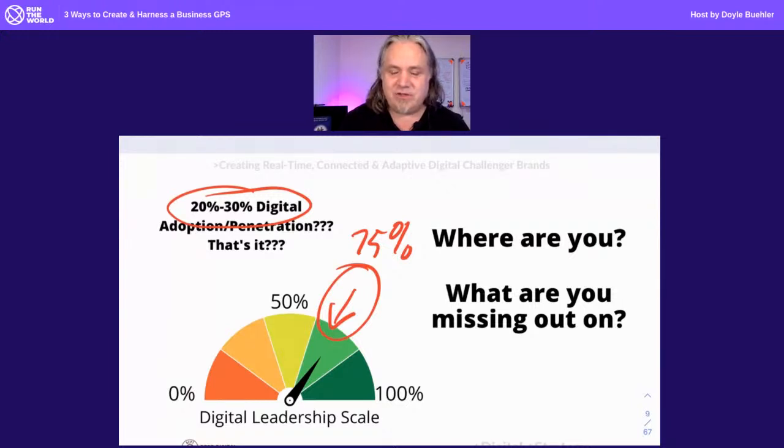So let me know what you think in the comments. What is that perfect number? What is a better number that we can actually look at as well? And if you're not there, if you're not fully engaged, what are you missing out on? What are you potentially not seeing? And what business are you potentially missing as well because of that, right?